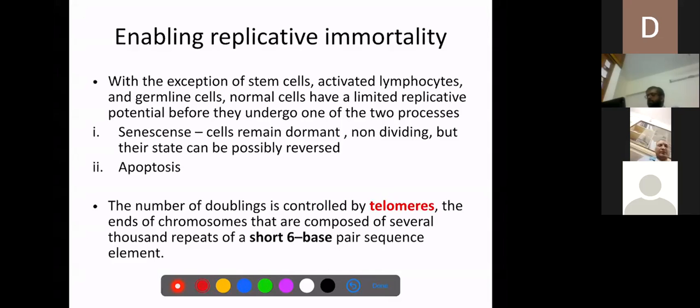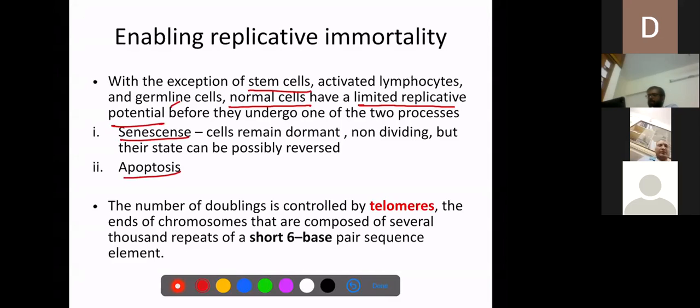Except for stem cells and certain germline cells, normal cells have only limited replicative potential. So they have to undergo either senescence or apoptosis. Senescence means it is aged. Just remember that after one particular age, we may not be able to do the same in humans.